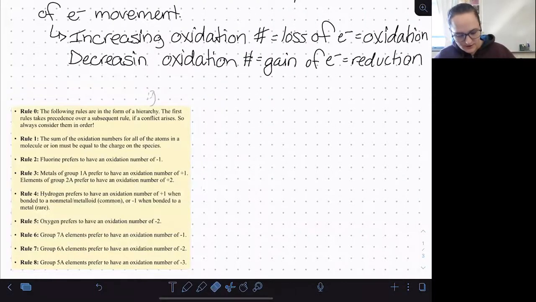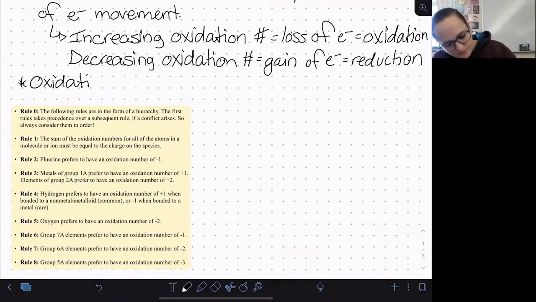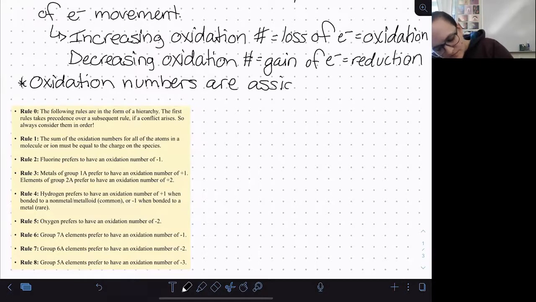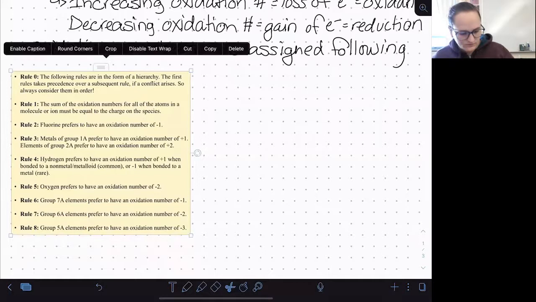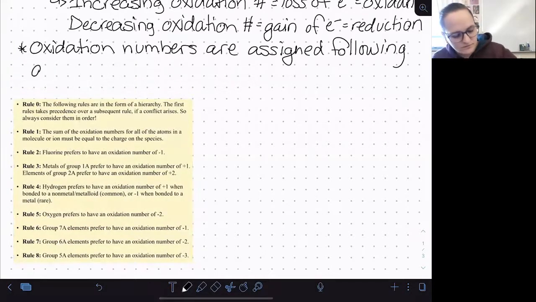I did not want this G to come with me. Oh man, I'm bad at writing today.